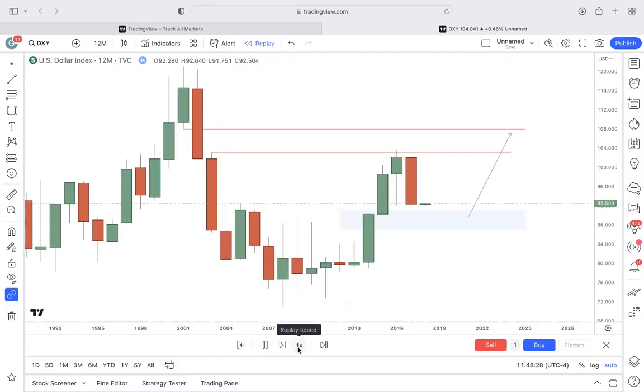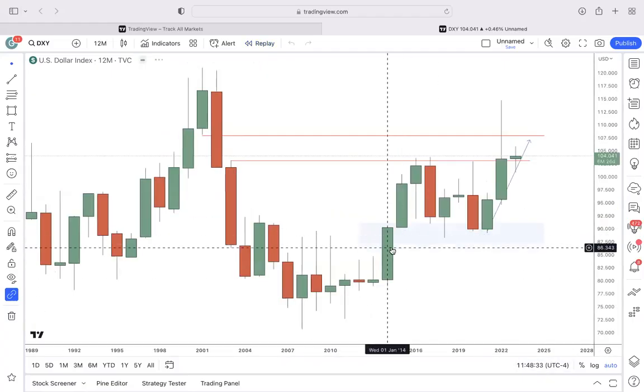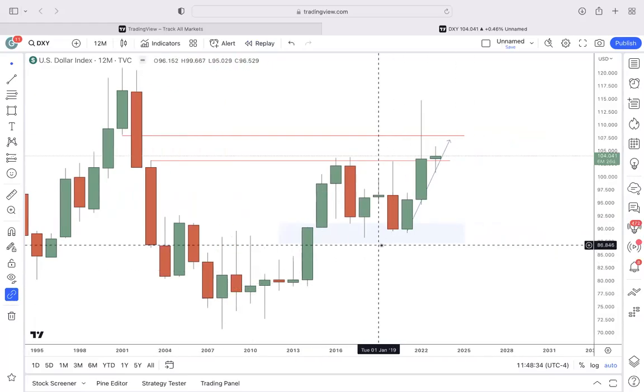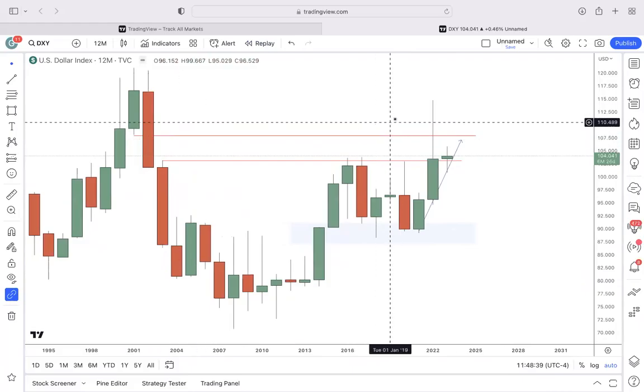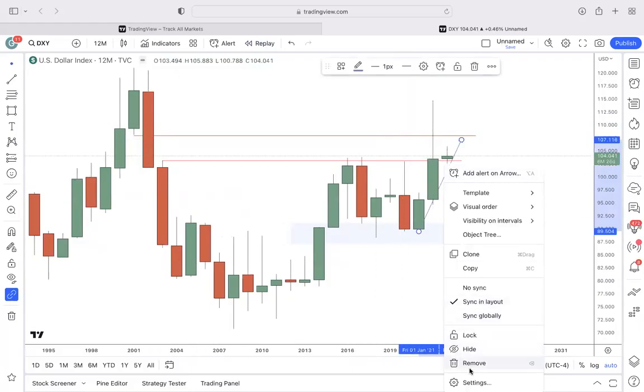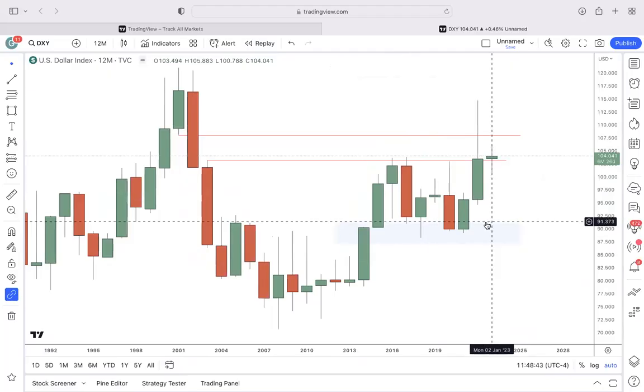So real quick, of course that would speed up. Where do we go? We go to the last up close candle. Yes, that's the bullish part. But what I'm about to talk about is the bearish part.